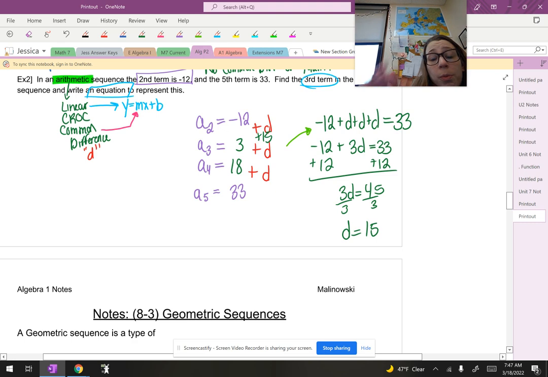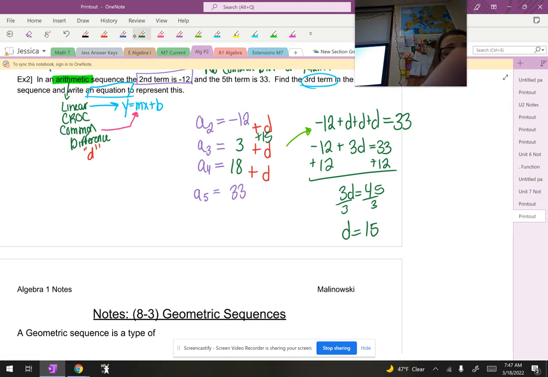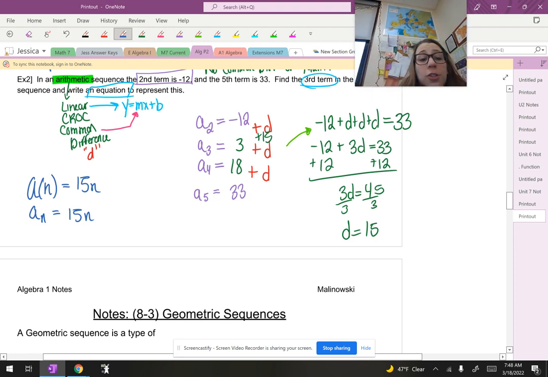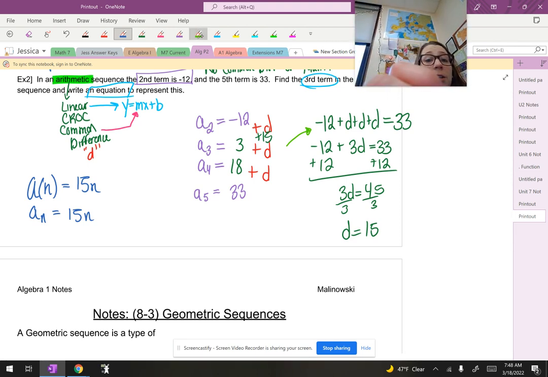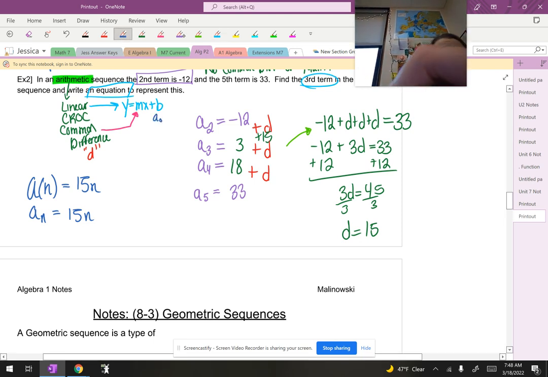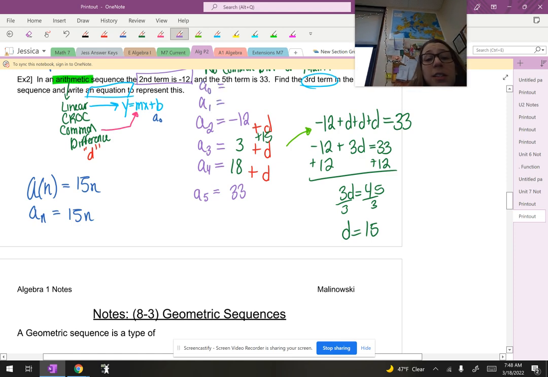I already know what my slope is, or my common difference, so I can start that off from the bat. A sub n, or a of n, and actually I'm just going to do them both at the same time to get in the habit of that. d is my common difference, so 15n, 15n. And then I just need to find that missing y-intercept. And again, remembering a sub 0 is my y-intercept. So I need a sub 1 first, and then I need to go backwards again to get a sub 0.